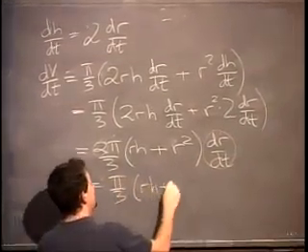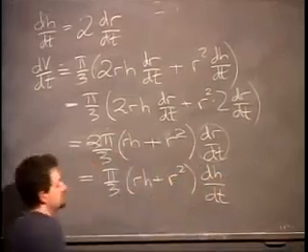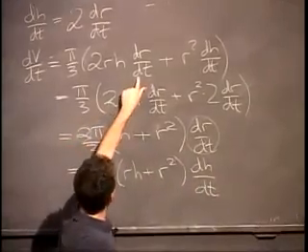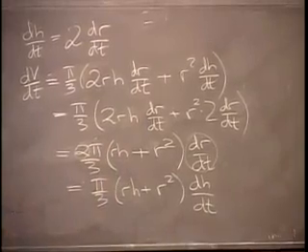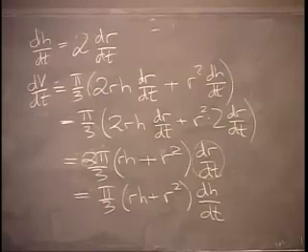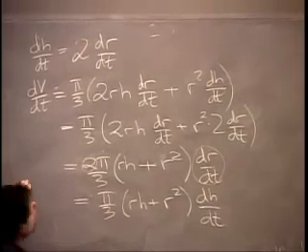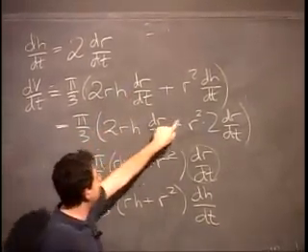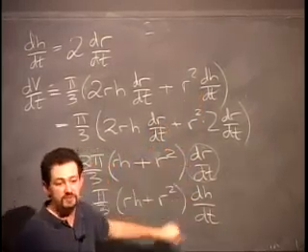Pi over 3 times rh plus r squared, dh dt. See, I've replaced 2 dr dt by dh dt, which probably I should have taken this dr dt and replaced by 1/2 dh dt. Never mind, I got out of it okay. Well, 2 dr dt is dh dt, right? What I'm just saying is I should have thought ahead and said, oh, 2 dr dt is dh dt here, and left this dh dt alone. Then everything would have been there. I would have saved myself one step, right?